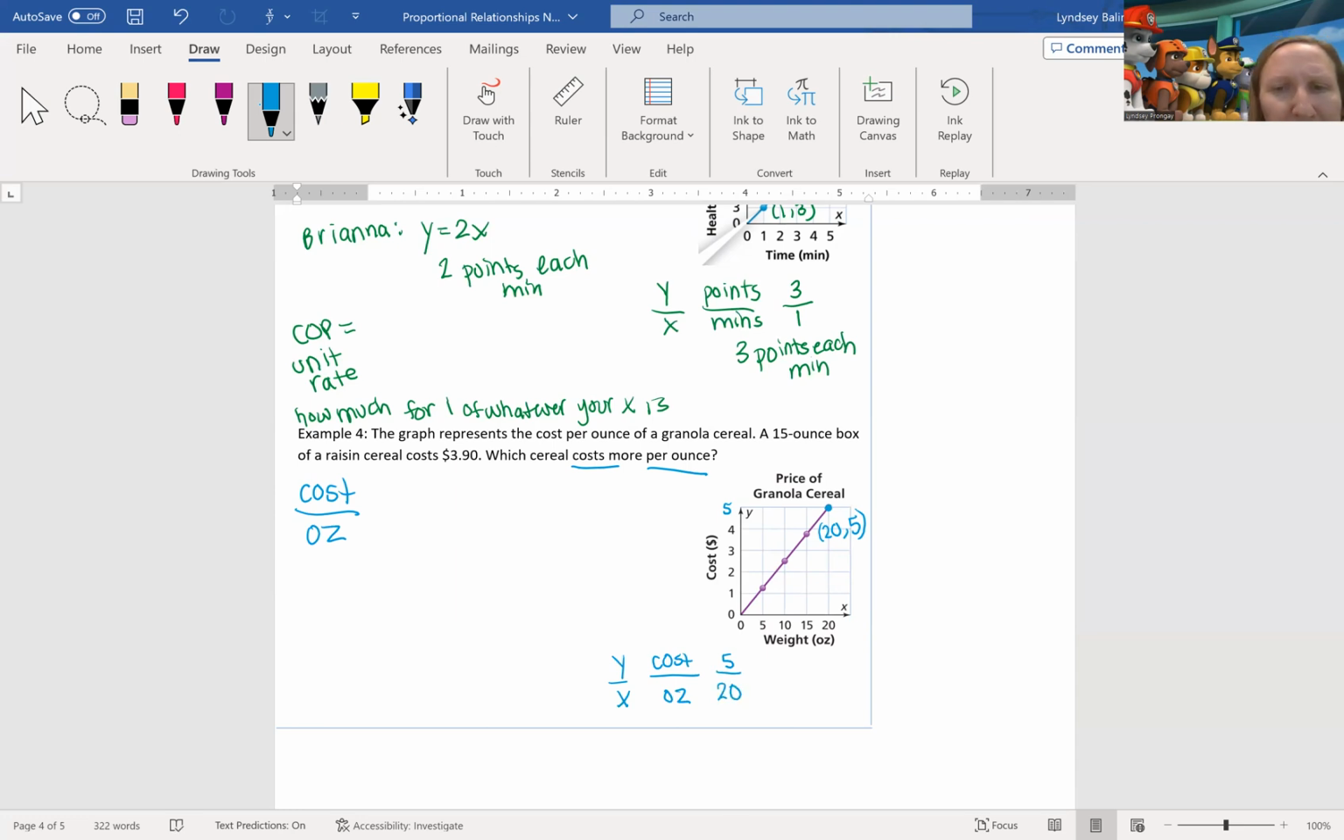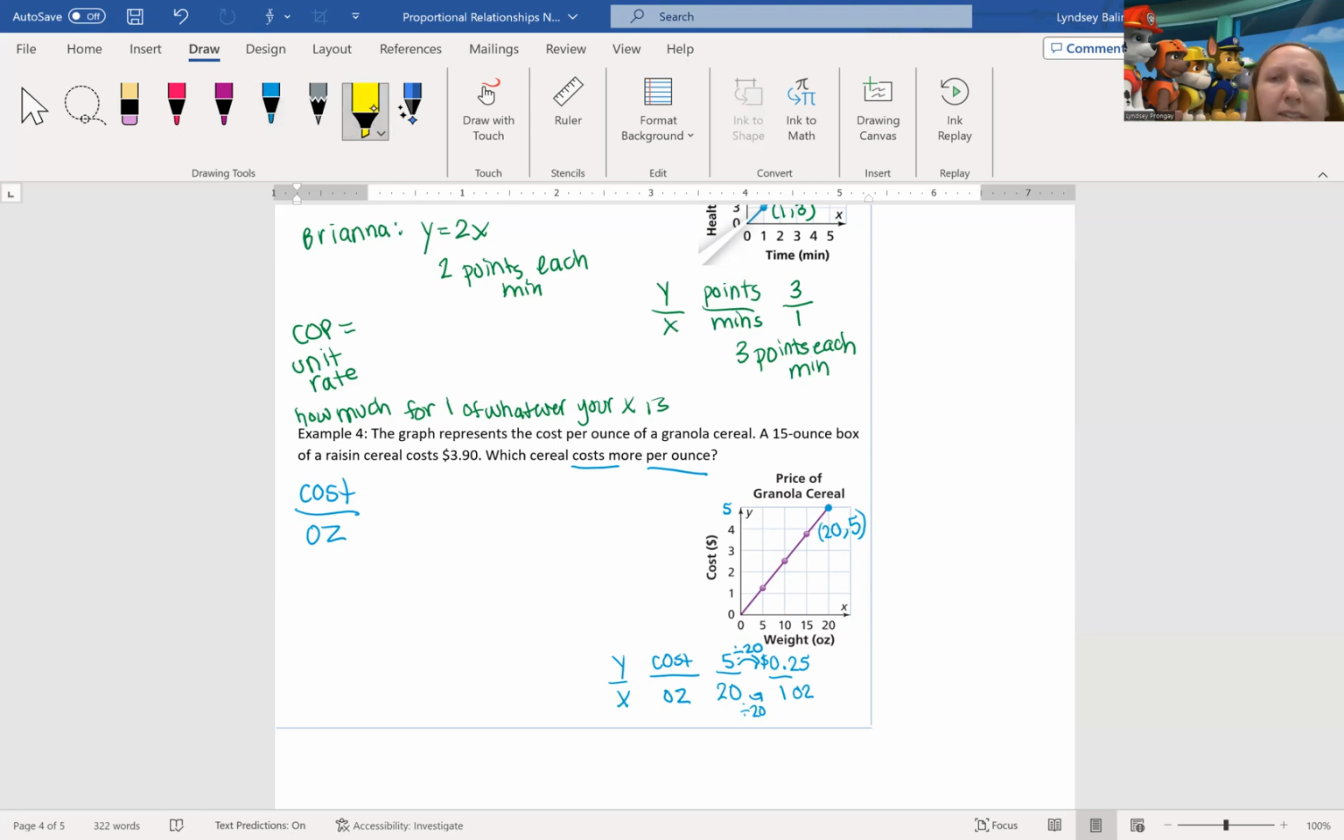I'm going to do this one a little bit differently. Instead of just dividing, what's really going on here is we're trying to figure out how much for 1. So if I divide 20 by 20, that'll give me 1. And that's why this works out to be 5 divided by 20. And 5 divided by 20 is 0.25. So this is costing essentially 25 cents per 1 ounce of cereal.